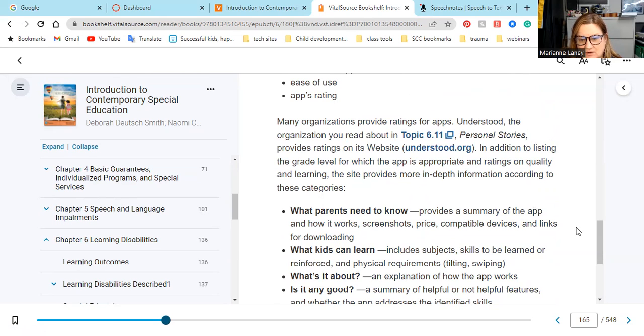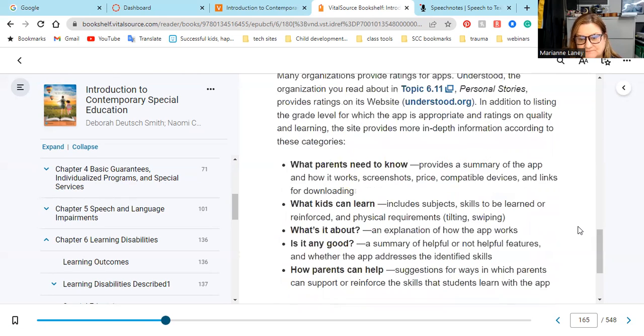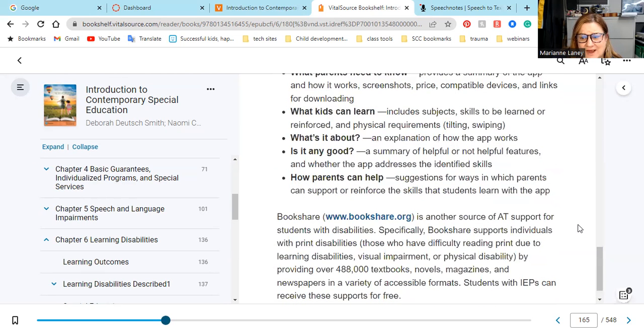But again, check out understood.org. I think I put it in a discussion board later. This talks about AT for parents. Like, what do you need to know? Why do you need it? What can they learn? What can they not learn?